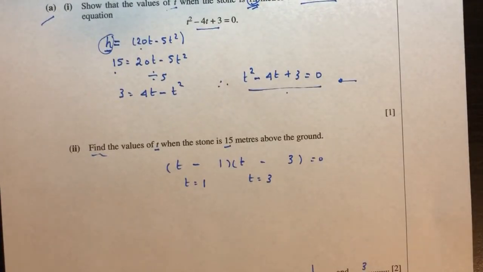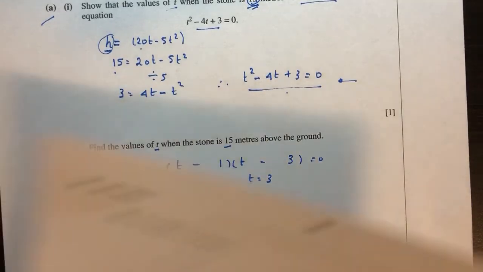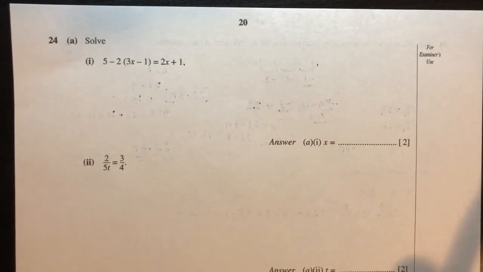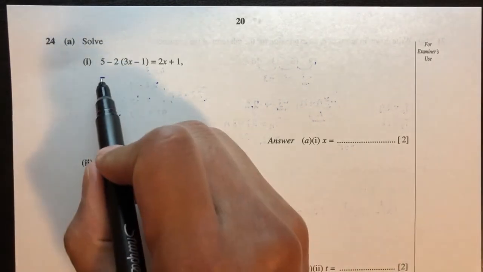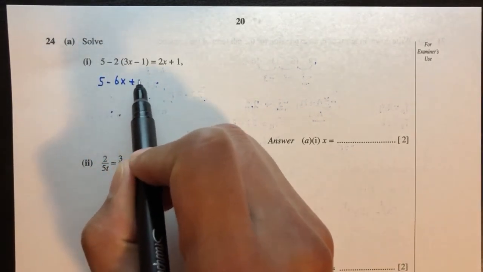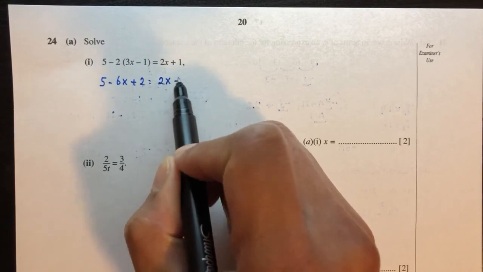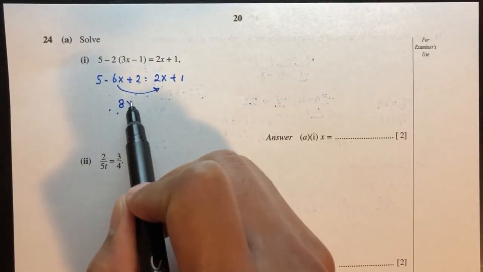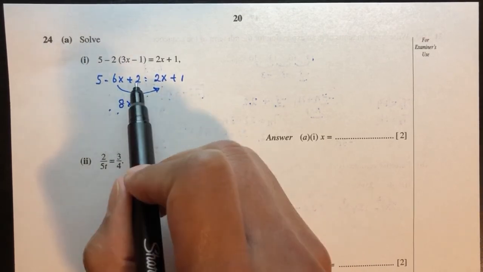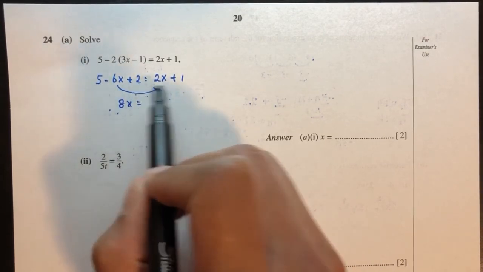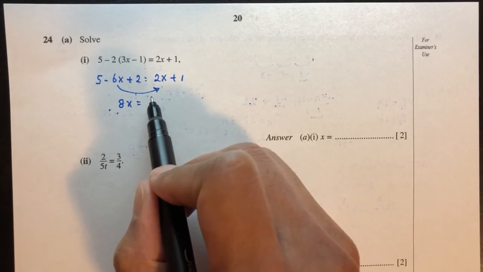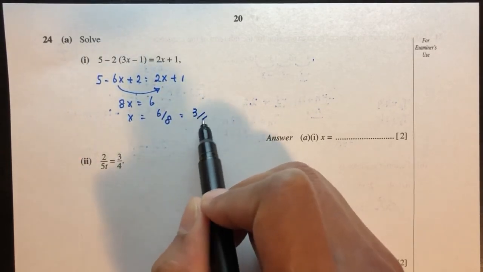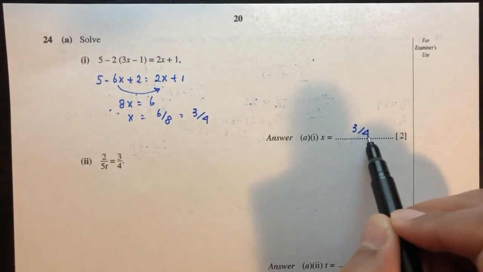Question number 24. Part A, solve the equation. So first we expand the brackets. So we have 5 minus 6x plus 2 equal to 2x plus 1. So we send x over here. We have 8x equal to 5 plus 2 is 7 minus 1 will be 6. x will be 6 over 8, which is 3 over 4. So 3 over 4 is your answer for part A.